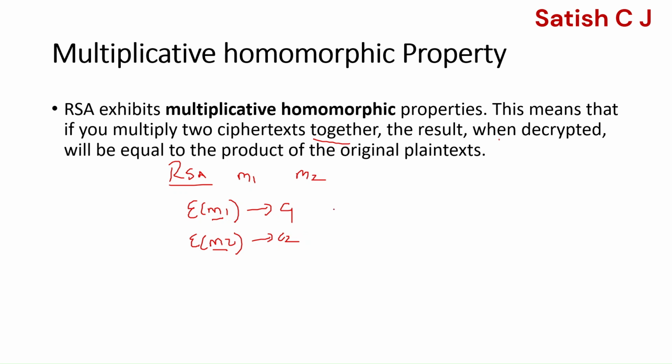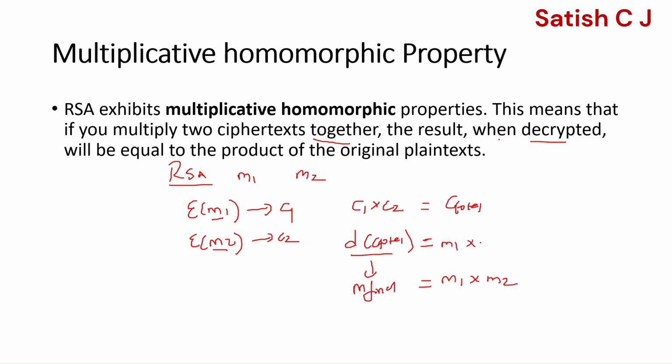Next, we will multiply these two ciphertexts. Say we are multiplying two ciphertexts, we get a result, say C total. And when you decrypt C total, again using RSA for decryption, we get a result that we call M final. So the decryption leads to M final. This will be equivalent to the multiplication of plain text M1 with M2.